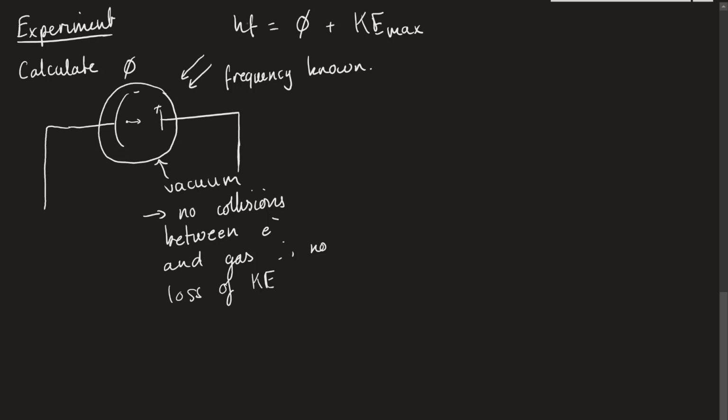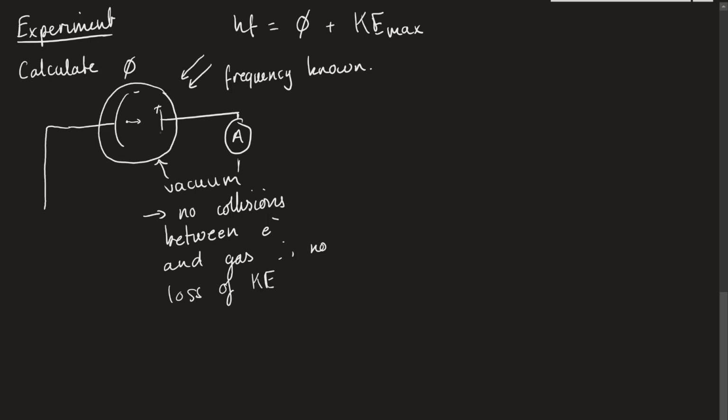Now we know the hf because we know the frequency. We're trying to work out this, so the only other thing we need is the kinetic energy. We need to find a way to calculate the kinetic energy of these electrons, or at least the maximum kinetic energy, as they travel across this gap. The way we do that is we put an ammeter here and measure the current. The current is there because these electrons travel across this gap and complete the circuit by being released from this cathode.